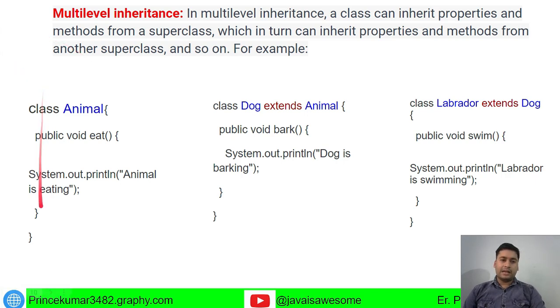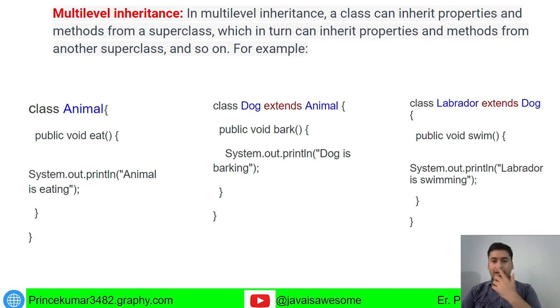So let's see here, we have one class called animal class. The animal class has one method. We have created another class which is the dog class. Dog is extending the properties of animal, so dog has the properties of both animal and dog. Again, the third class is Labrador, which extends dog. So this Labrador class has the properties of dog and animal also.